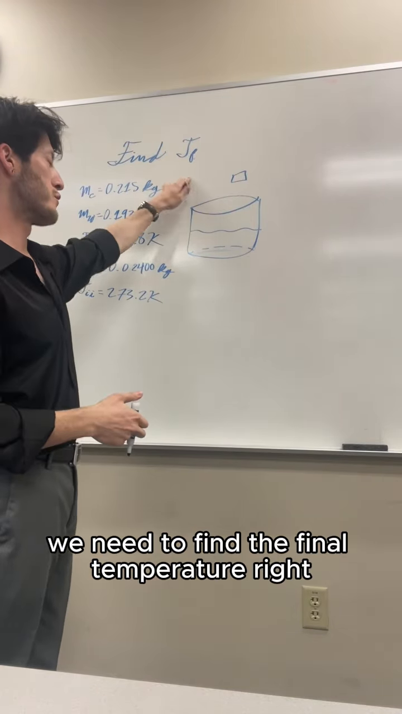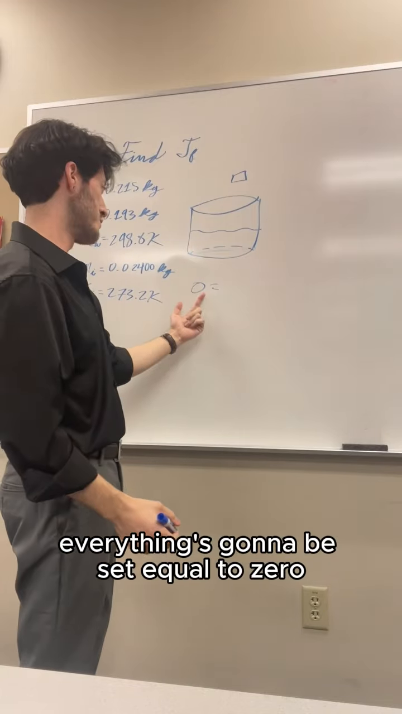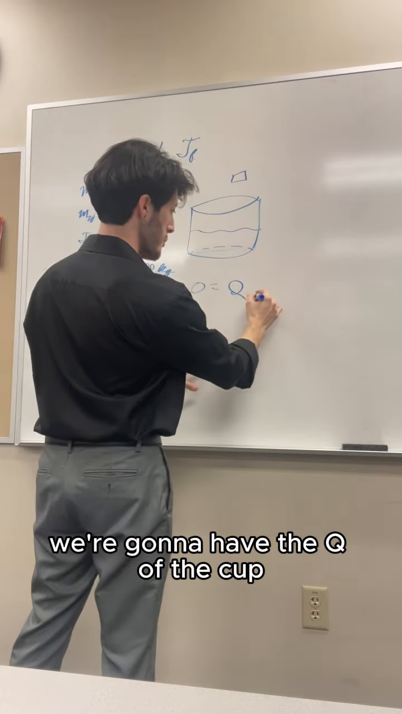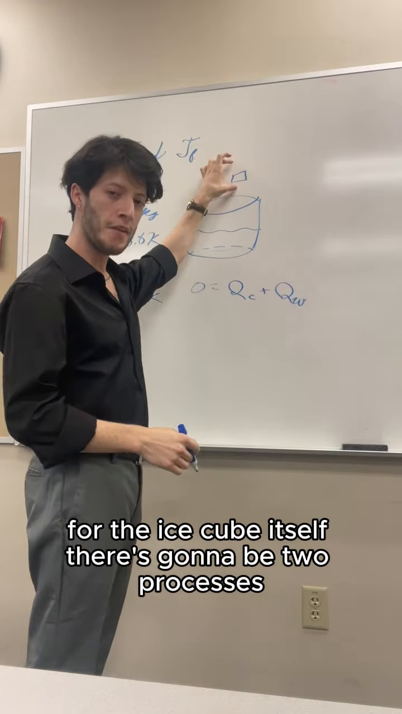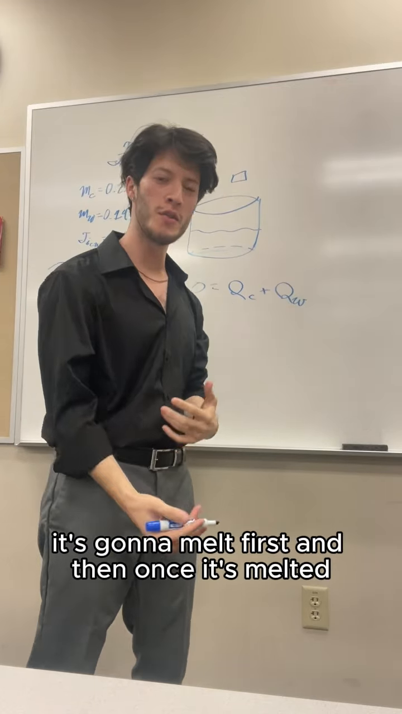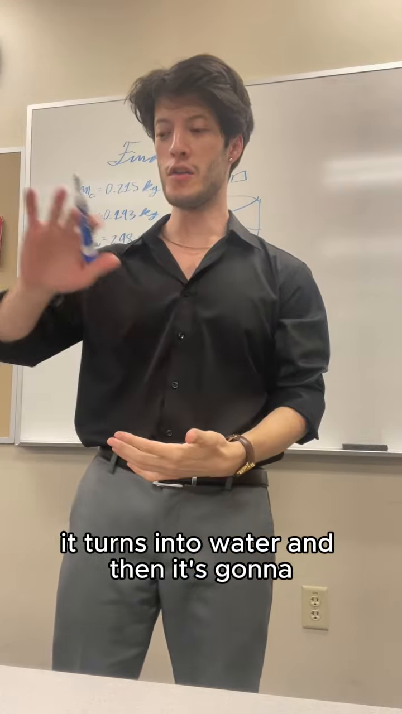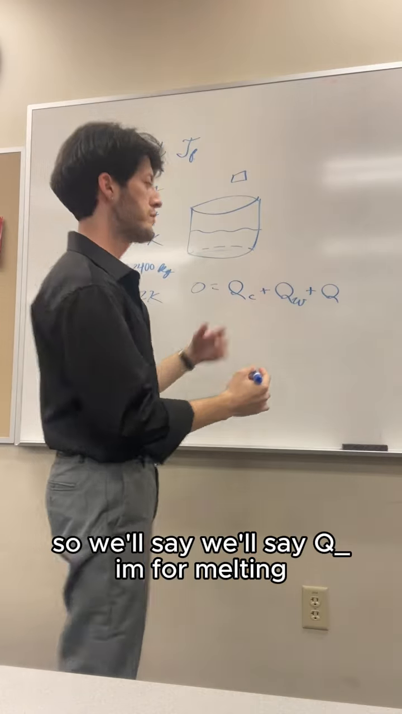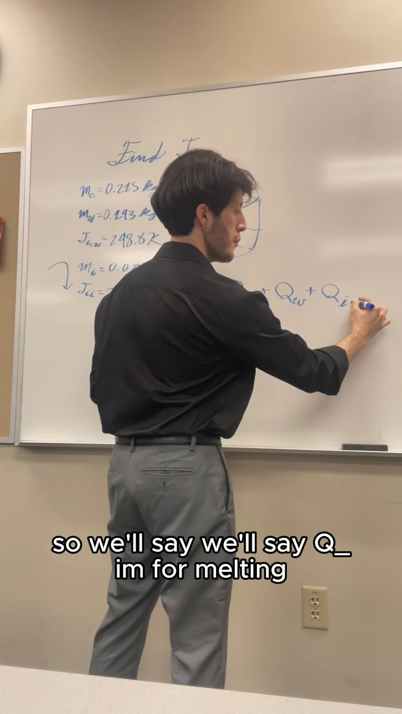We need to find the final temperature, right? Everything's going to be set equal to 0. We're going to have the Q of the cup and the Q of the water. For the ice cube itself, there are going to be 2 processes. It's going to melt first, and then once it's melted, it turns into water, and then it's going to get to a final temperature.